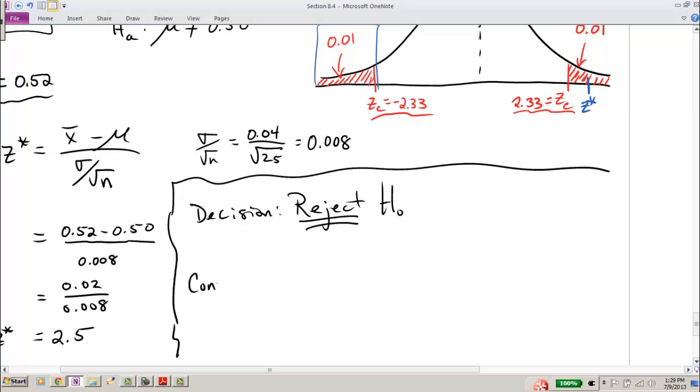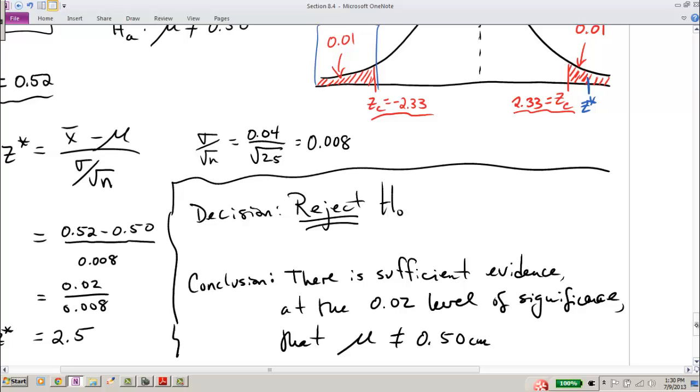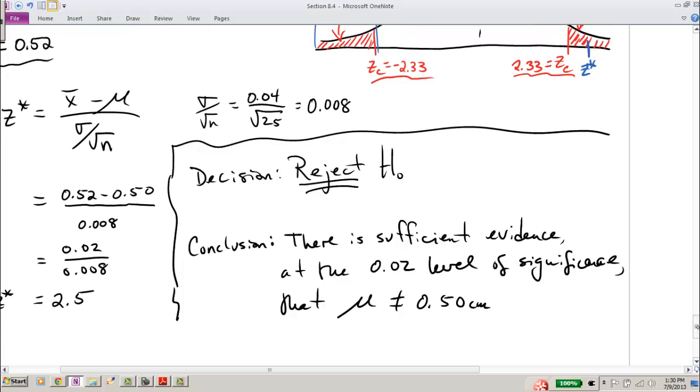and our conclusion will be that there is sufficient evidence at the 0.02 level of significance that mu is not equal to 0.50 centimeters. There's our hypothesis test.